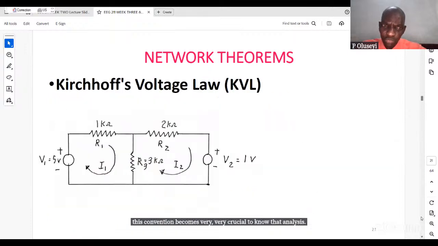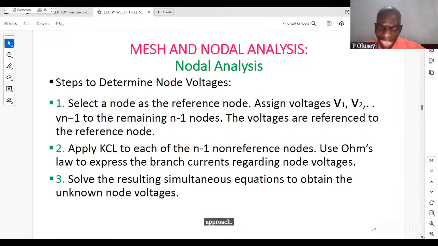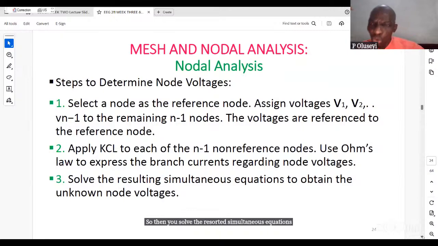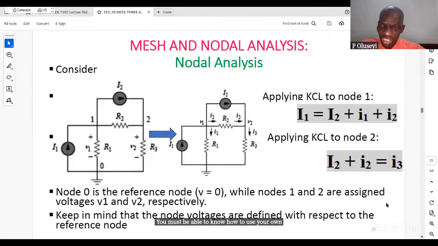So please don't forget that approach. Then you solve the resulting simultaneous equations. If you have 3 nodes, you have 3 equations or thereabout. And you must know how to use your Ohm's law alongside it. So let's see, a typical example is here.